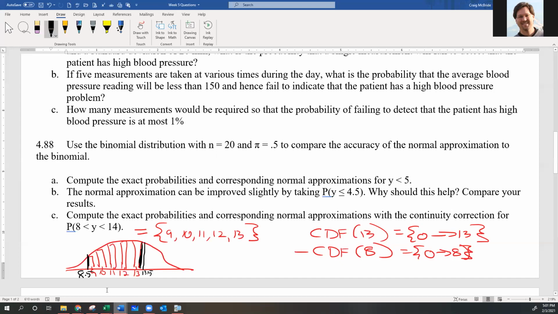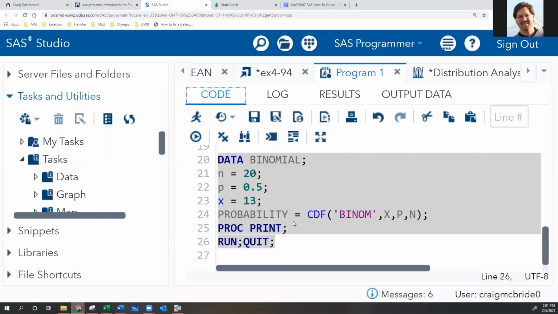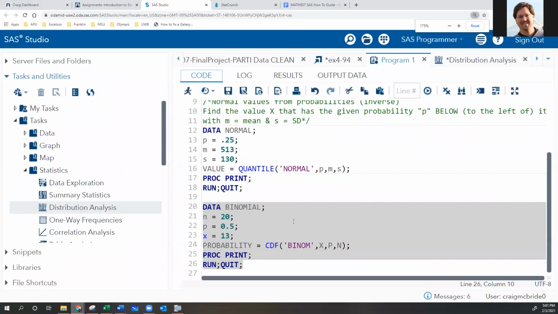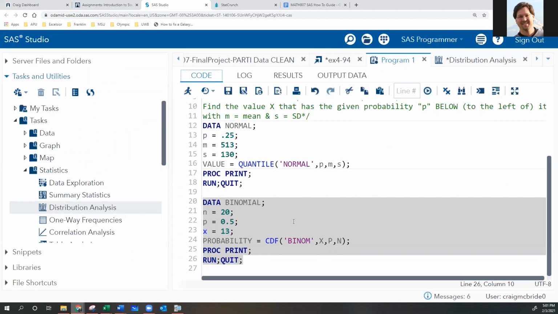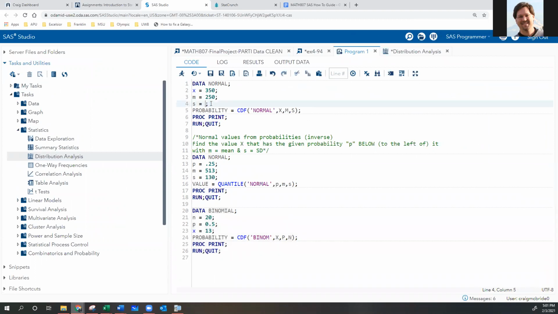So if we go back and run the normal probability distribution up here, the first thing we'd have to do is calculate the mean and the standard deviation. Well, the mean is easy, it's just 10 because it's 20 times 0.5. And then the standard deviation is going to be the square root of 5, which you can actually type in as SQRT 5. And then the mean is 10.